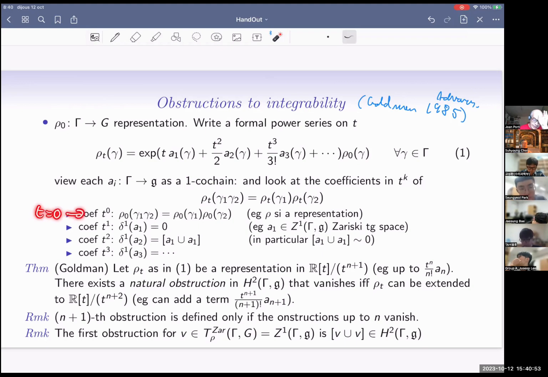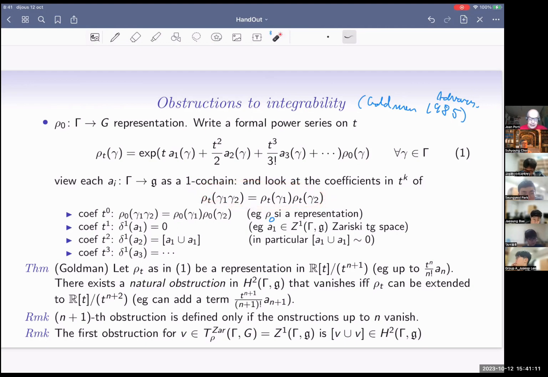This gives me this, yeah. This says that rho 0... oops, there is a 0 missing here... is a representation. The first order term would be just looking at the term of the first order.